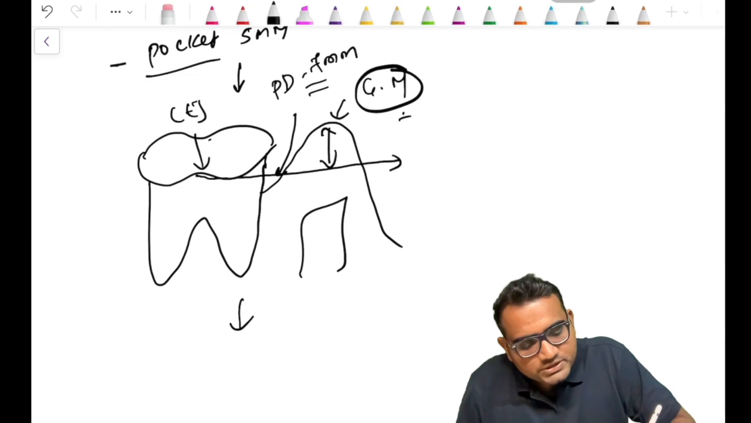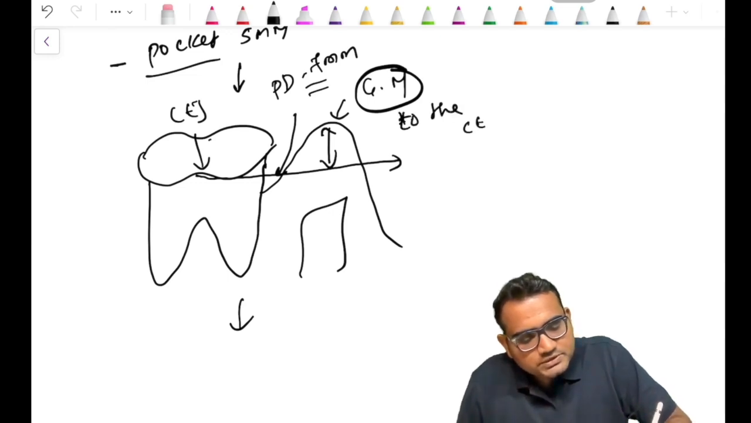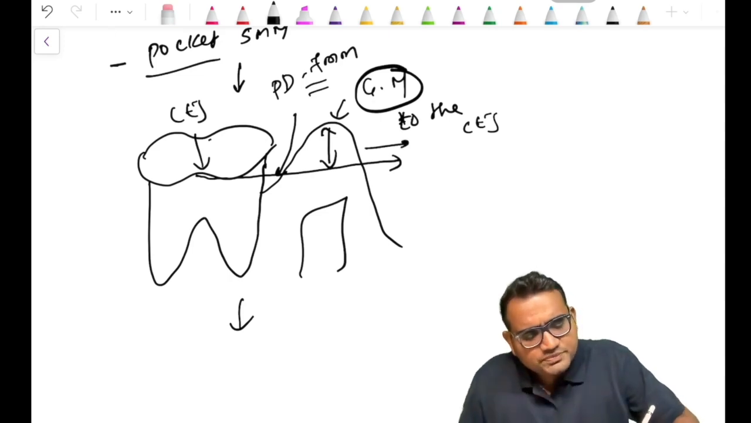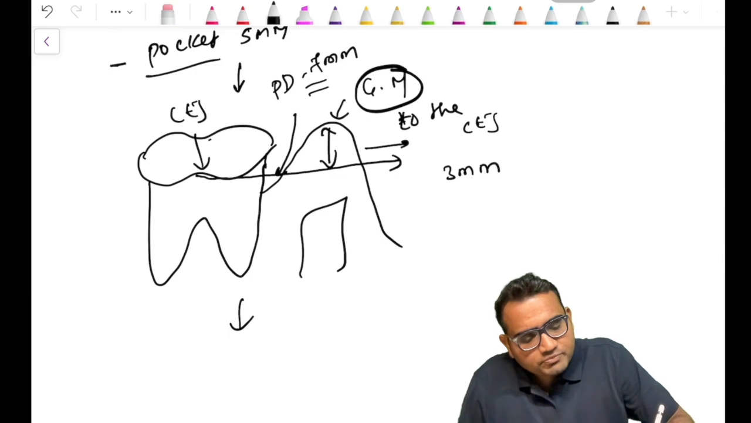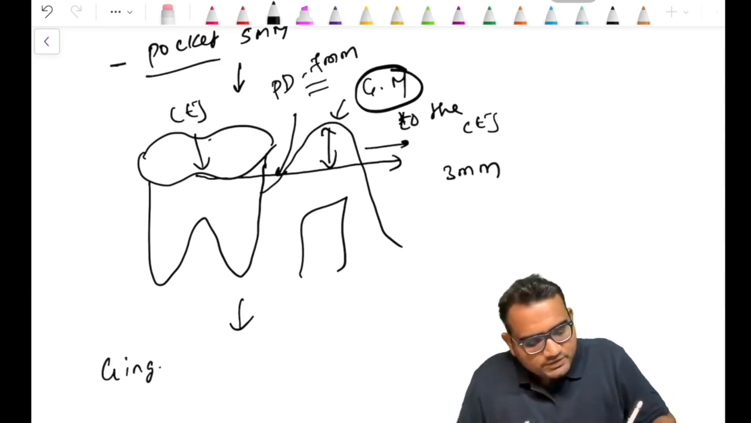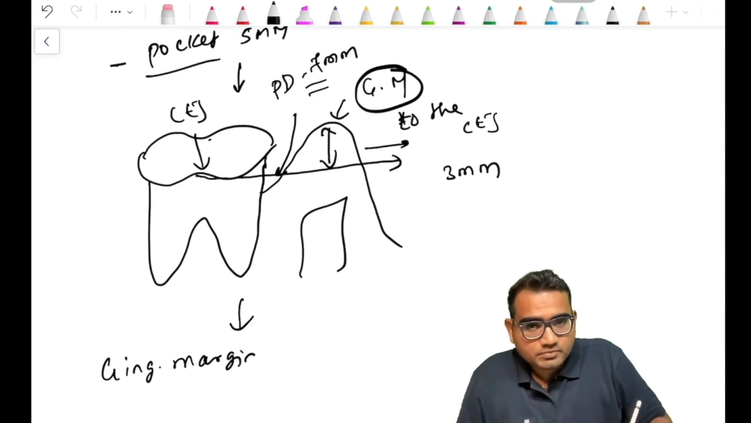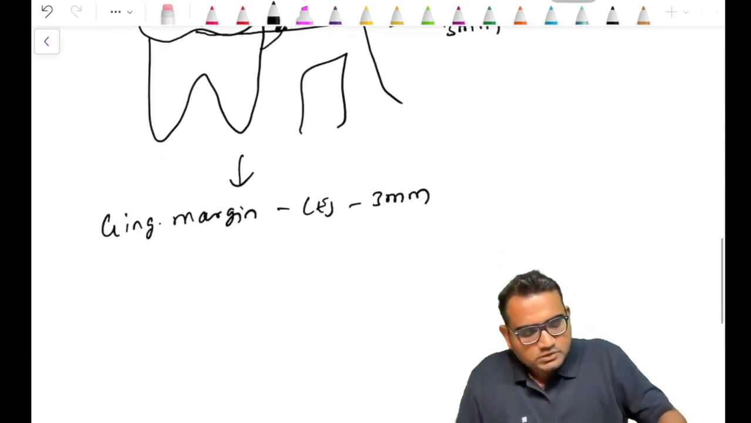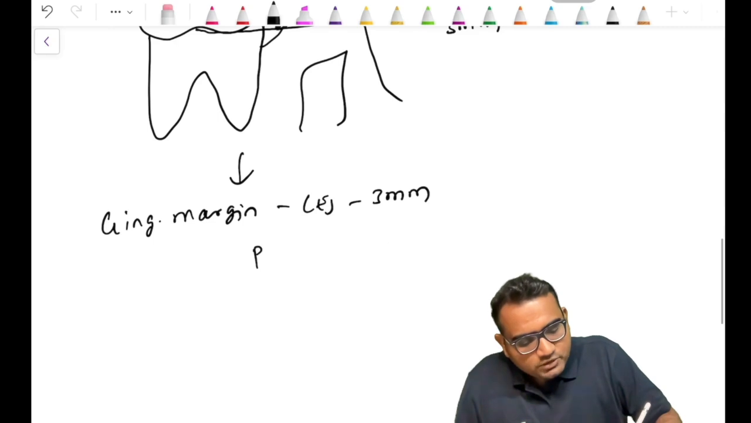I'm going to measure this distance from the gingival margin to the CEJ, which is approximately 1 to 3 mm. Let us assume for this patient, the distance between the gingival margin and the CEJ is 3 mm, and this patient has a pocket or probing depth of 7 mm.